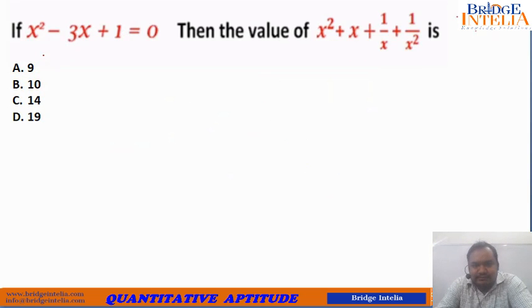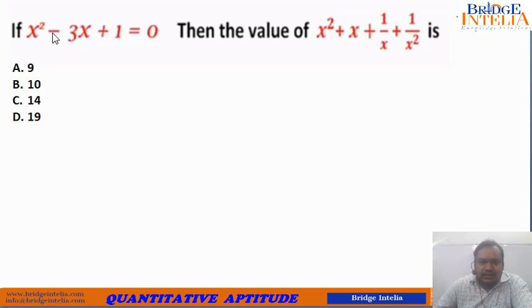Now let's move forward. So x square minus 3x plus 1 is given to us as equal to 0. And based on this we have to find the value of this. So I would like you to try this on your own. So first pause this video, give it a try. If you are not able to solve this, then we will solve this together. So let's give it a try first.